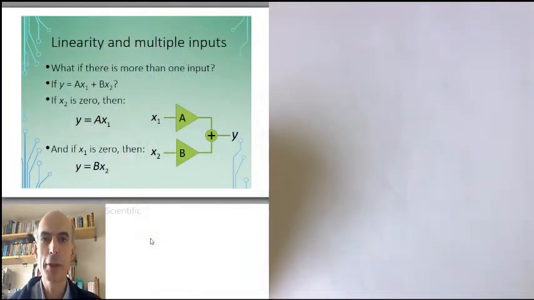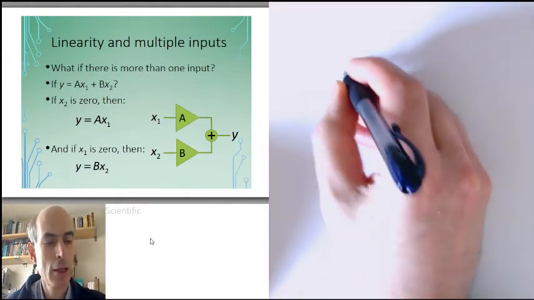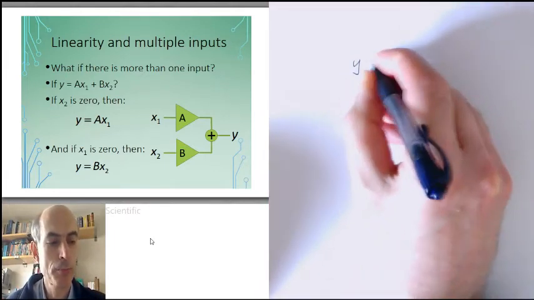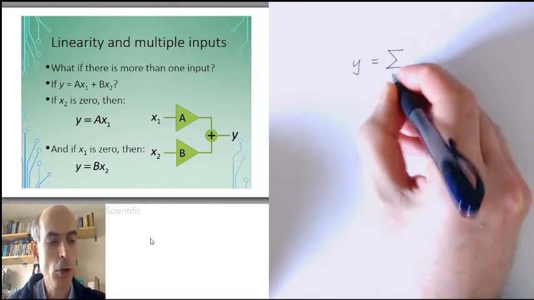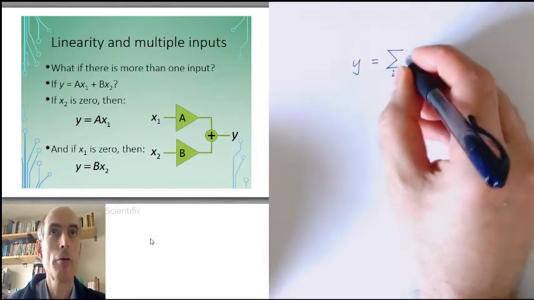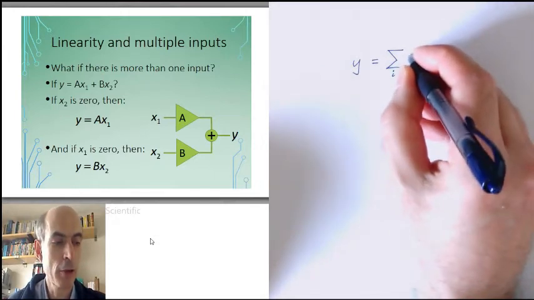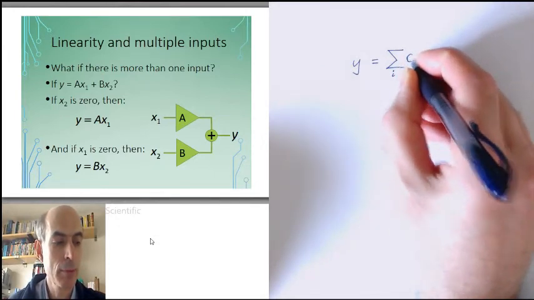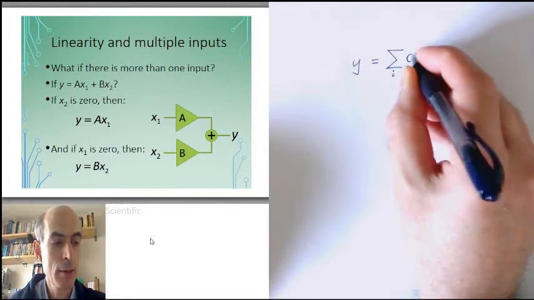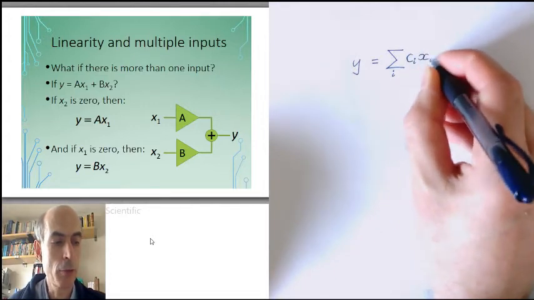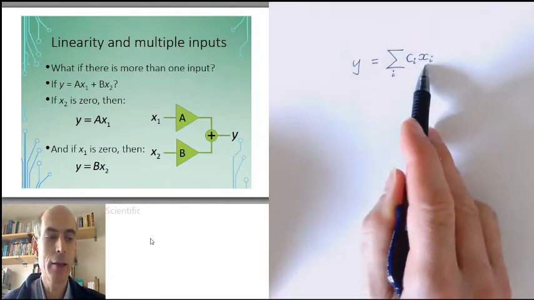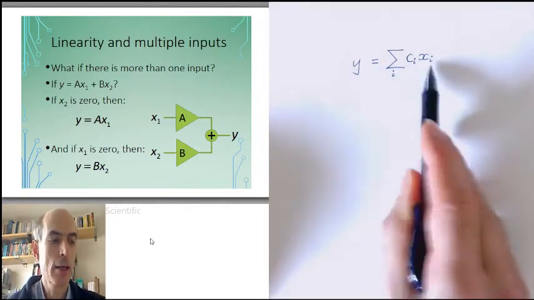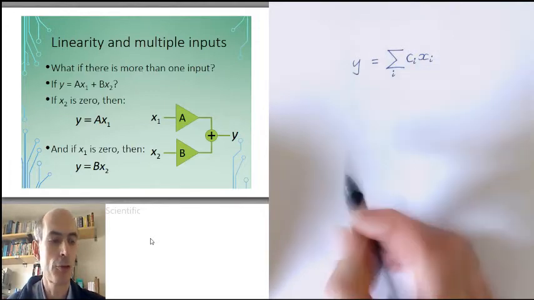In the case of multiple inputs, the definition of linearity that I'll be using is y, the output, is equal to the sum over all of the inputs of a constant, I'll just call it c for now, multiplied by each of the inputs. That I would define as a linear function of the x inputs.